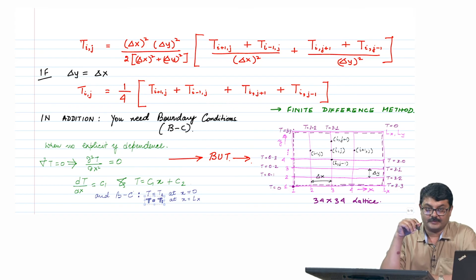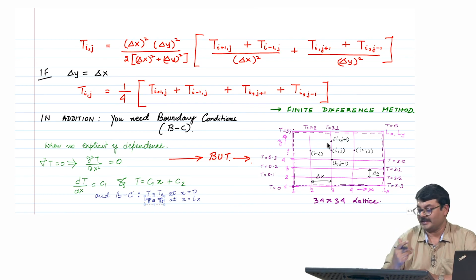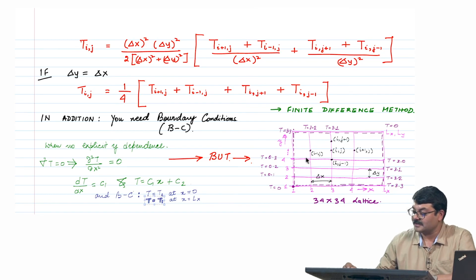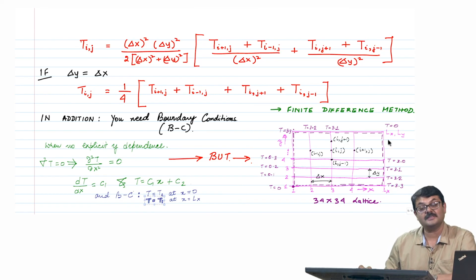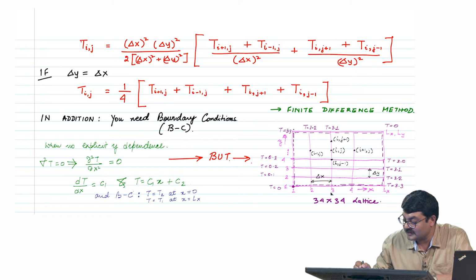But that can be done analytically. Now, if you have more complicated temperature variations, suppose this is your box, this is your metal plate, you are specifying the temperature on the boundaries, which is along this, along this, along this and along this. These are the boundaries, right.